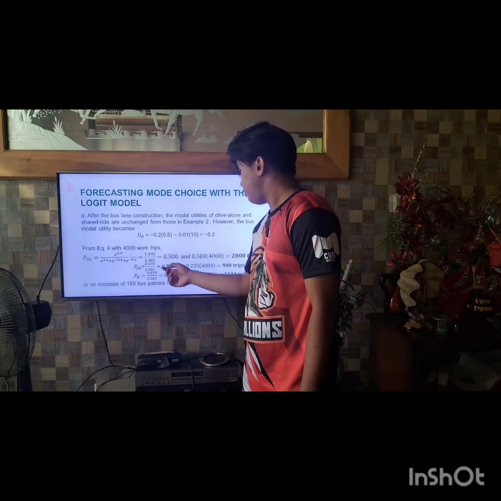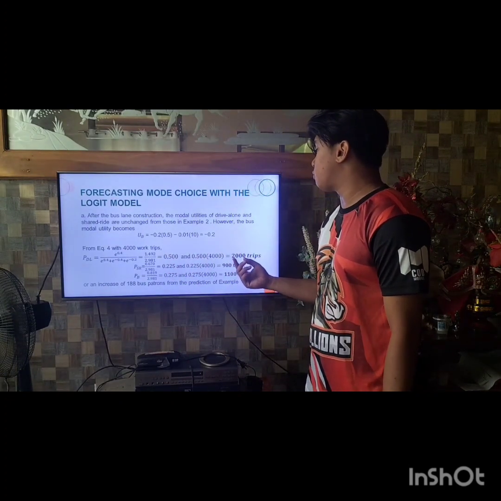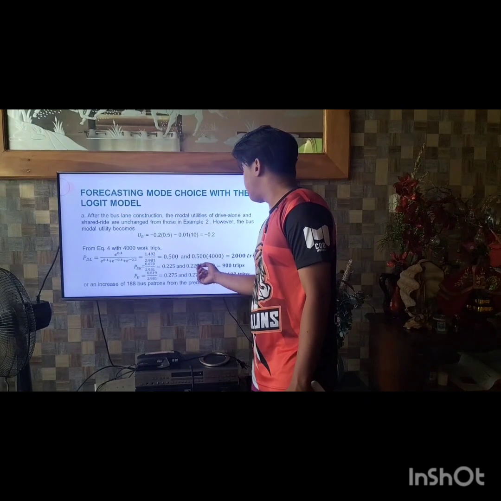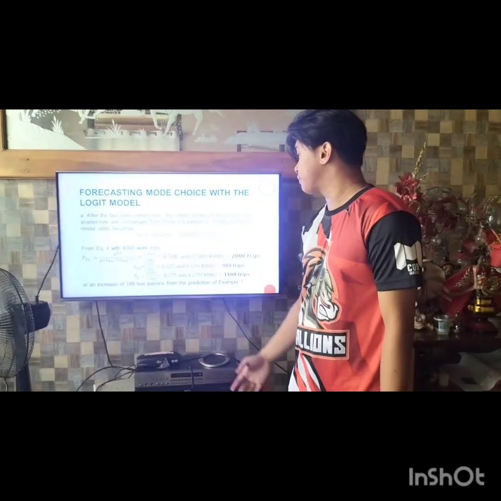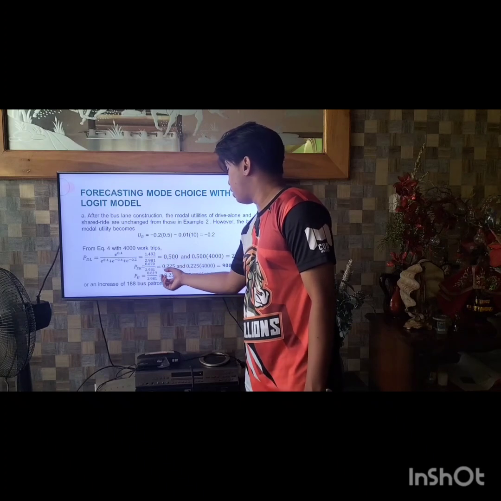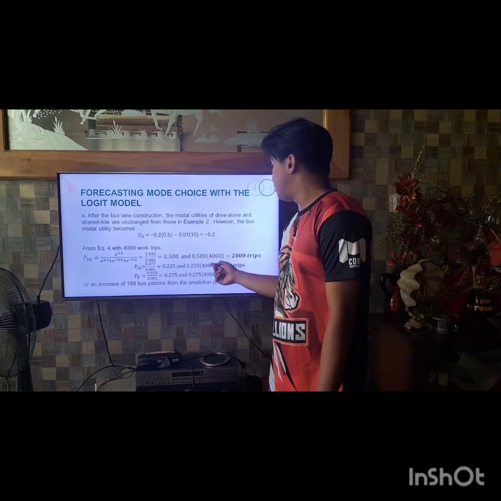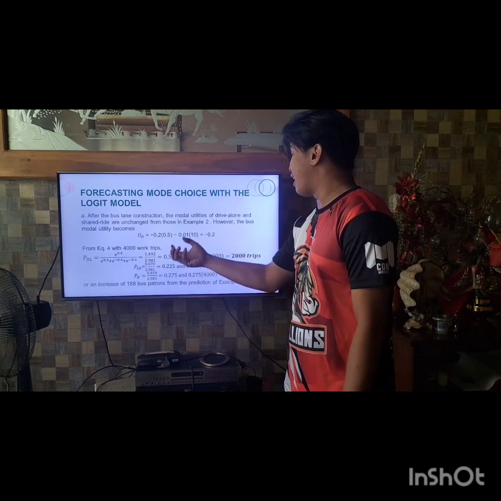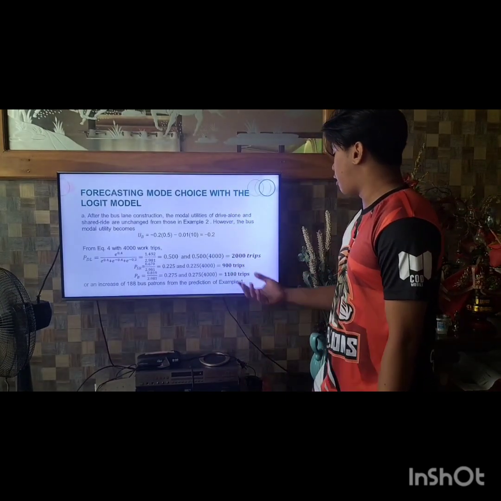And P sub SR is equal to 0.670 over 2.981, which is equal to 0.225, and 0.225 times 4,000 is equal to 900 trips. P sub B is equal to 0.819 over 2.981, which is equal to 0.275, and 0.275 times 4,000 is equal to 1,100 trips, or an increase of 188 bus patrons from the prediction of example 1.